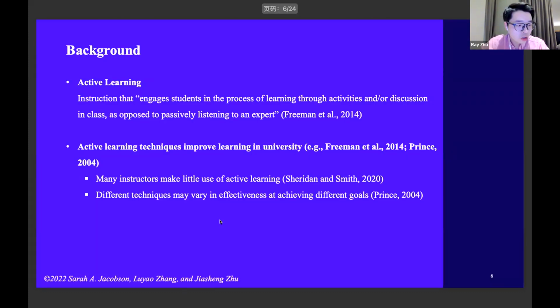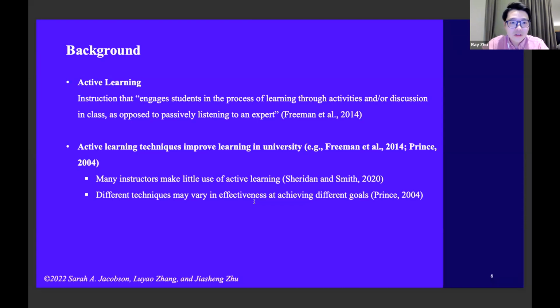Our research, titled The Right Tool for the Job: Matching Active Learning Techniques to Learning Objectives, centers around the idea of active learning. Throughout our research, we adopted the definition by Freeman 2014: active learning is instruction that engages students in the process of learning through activities and/or discussion in class, as opposed to passively listening to an expert.